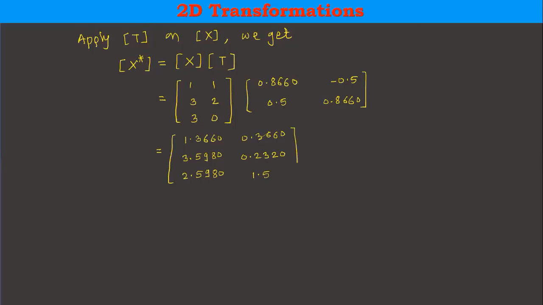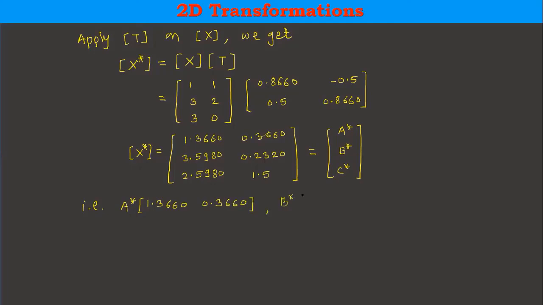So this is your resultant matrix, meaning the multiplication of X into T, which is X star. This is the transformed object of triangle ABC, which is denoted by A star, B star, and C star. So the coordinates of the transformed point A star become what? A star is nothing but 1.3660, and the second coordinate is 0.3660.